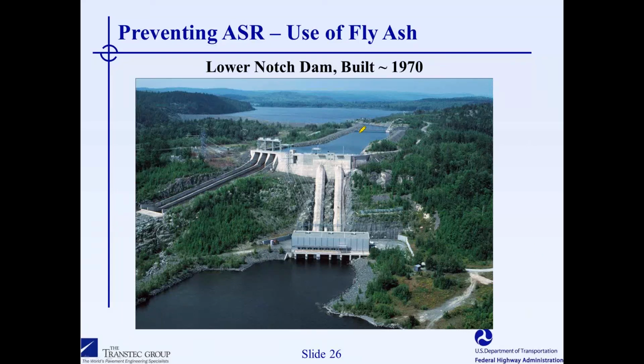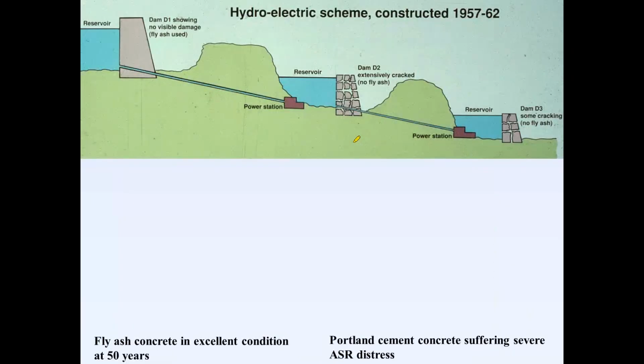This is another example here of having to use the reactive aggregate. They knew this aggregate was reactive, but when they constructed this dam here, they had to excavate a huge amount of rock from here to construct the intake channel, and economy dictated that they should use this aggregate if they could. The nearest source of non-reactive aggregate was something like 200 kilometers away, so it really wasn't feasible to use something else.